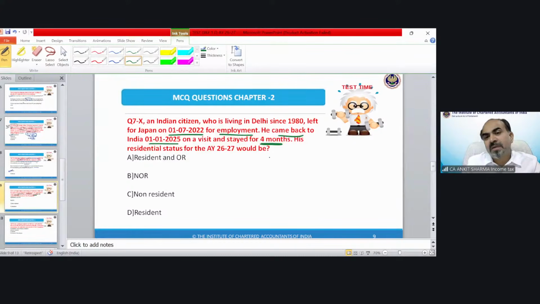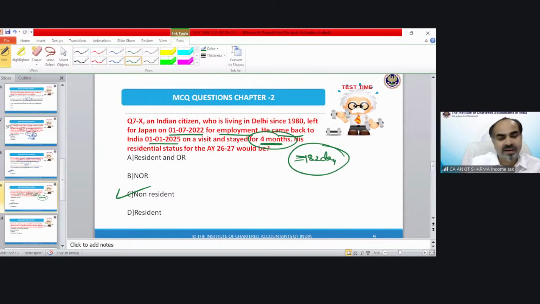Because he is coming to visit India and income information is not given, we will apply category B, second situation. For that, he must be in India for more than or equal to 182 days. And of course, he is only in India for 4 months. So he would be a non-resident.